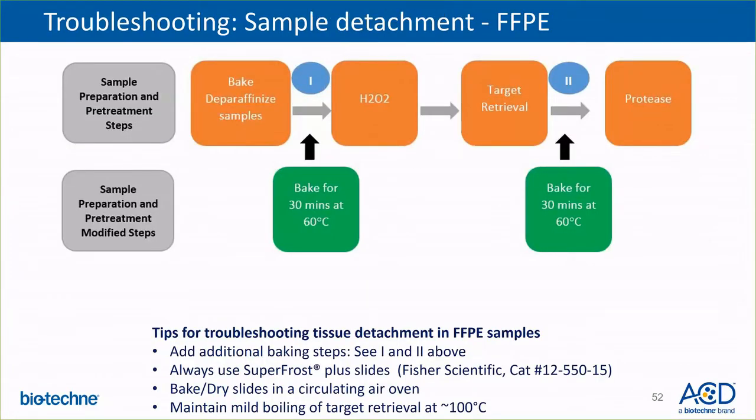How do you troubleshoot for sample detachment in FFPE samples? If you're working with FFPE samples and observing tissue detachment, we suggest that you add a baking step before the hydrogen peroxide, which is the first step of the pretreatment. And if you're observing tissue coming off from the slides after the protease treatment, add an additional baking step before that, meaning after the target retrieval. Both baking steps are for 30 minutes at 60 degrees Celsius.